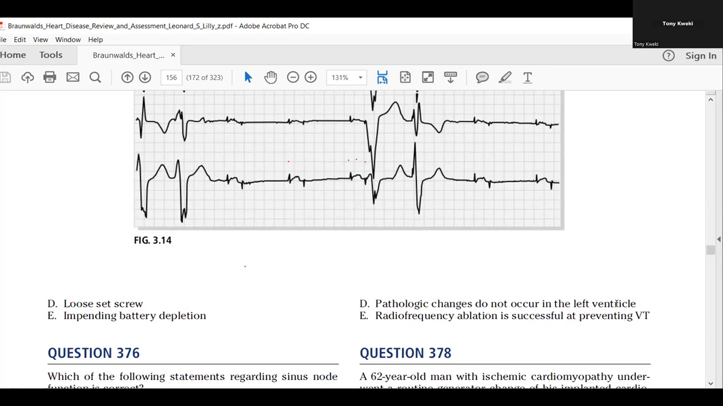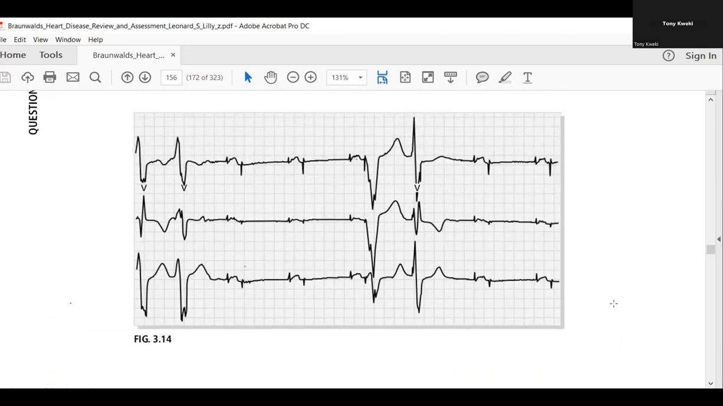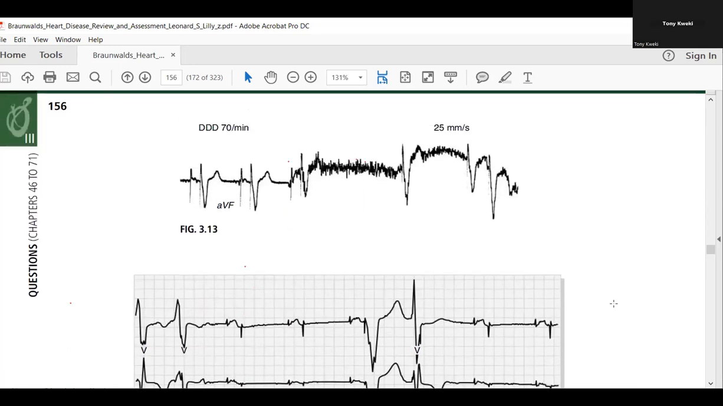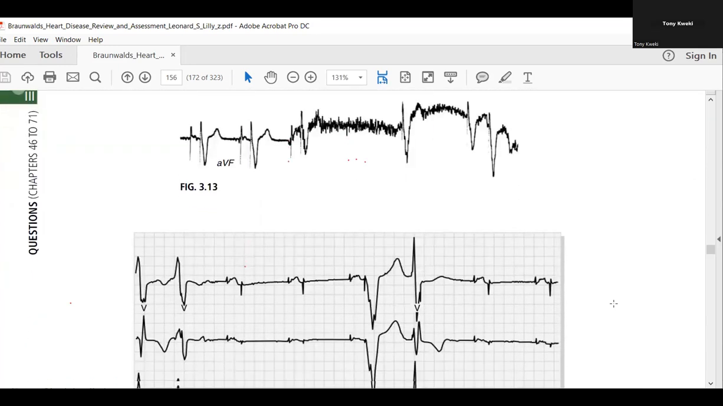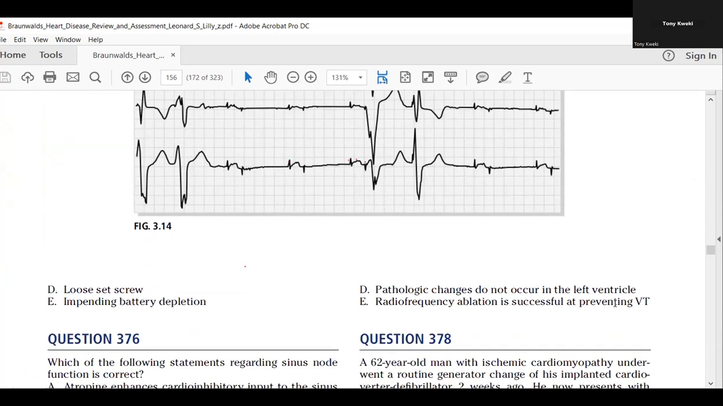And so when this happens, you find out that there will be no output because that is where the pulse is generated from before it can be fed to the leads. So when that happens, of course, there will be no output. What we would expect to see when there is a loose set screw will be loss of output. And then, of course, the next one is impending battery depletion. That one is a part of it. So our answer is pointing more towards a loose set screw. That's one of the things we expect to see there.